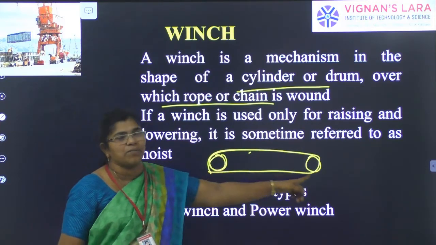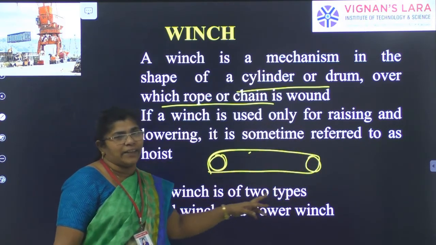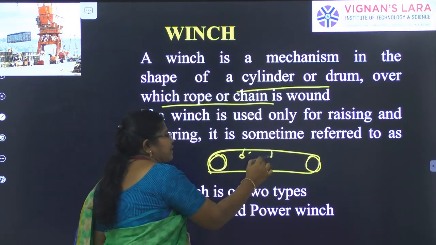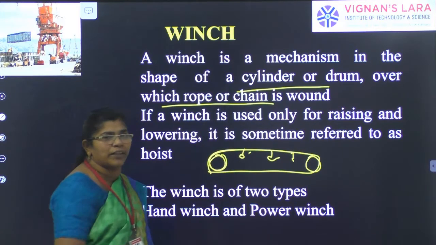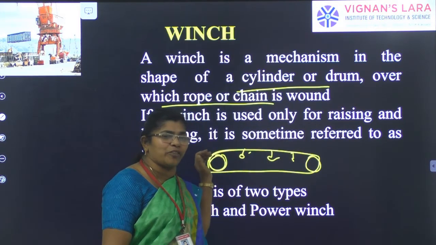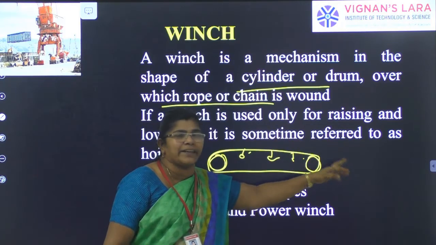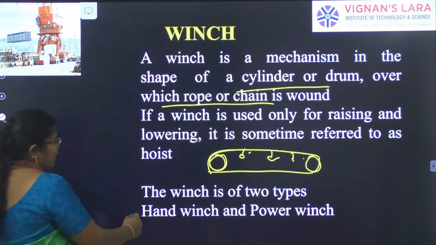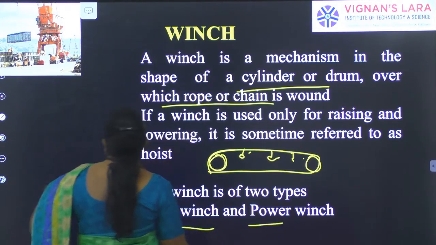There will be two drums and the rope or a crawler type will be there, in which the winch will be attached. So we can allow the load to move in slopey areas, or from one distance to another distance, where we can take it from one distance to another. It is either a hand winch or a power winch.